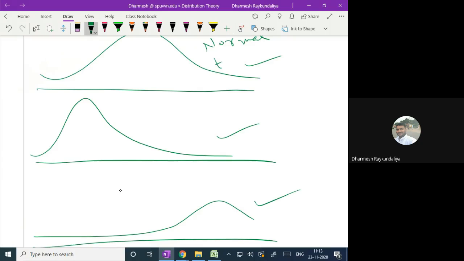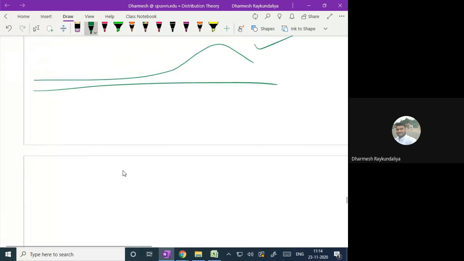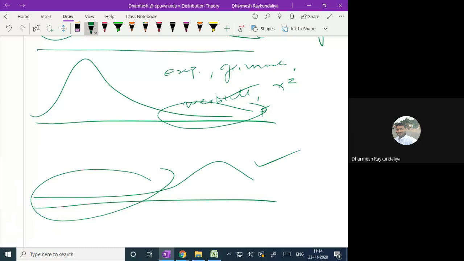Normal, T, Cauchy distributions are symmetric. In positive skewed you have exponential, gamma, Weibull, chi-square, F, Pearson family, etc. So there are various positively skewed random variable distributions. You also have extreme value distributions. When there is a long tail present in your data, there may be extreme values. Extreme means some outliers are present in your data.